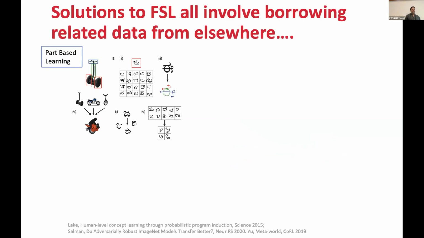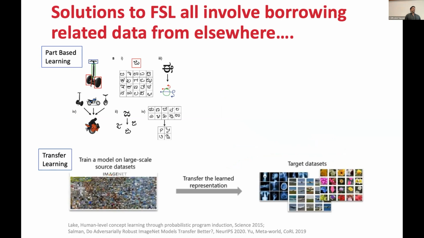So all of the solutions out there to few-shot learning that I know of involve borrowing some kind of related data from elsewhere. So there's approaches based on part-based learning, for example, going back to the famous Science paper in 2015, where they are recognizing new letters or object categories based on parts that they already learned from old object categories. So you're kind of borrowing knowledge at the part level.